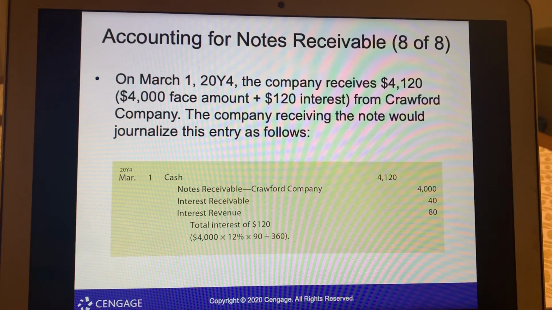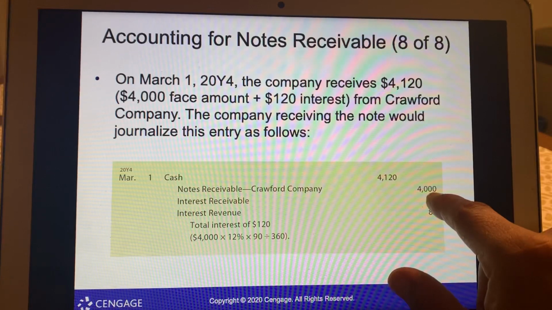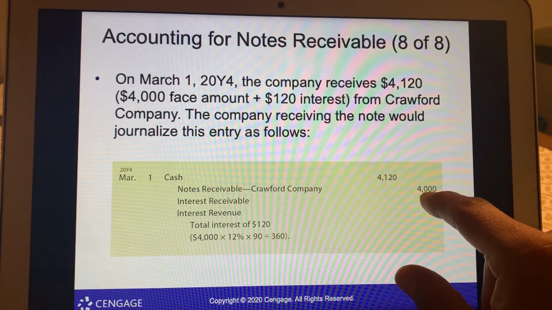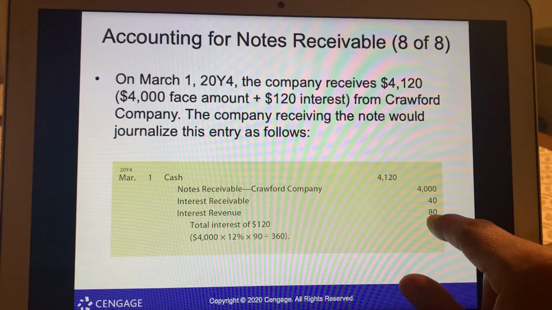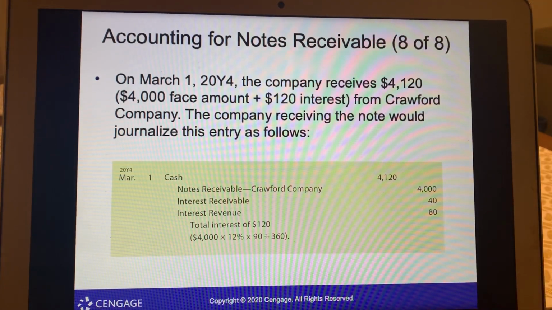All right, so on March 1, the company receives $41,200 face amount plus $120 interest from Crawford. So then cash of $41,200, receivable. This is the principal of it plus interest receivable plus our new interest revenue, so we combine those two to get the $120 total interest. Typically, by the way, if you pass your note receivable, they would increase your interest rate because you're renegotiating the terms of your note receivable, okay?